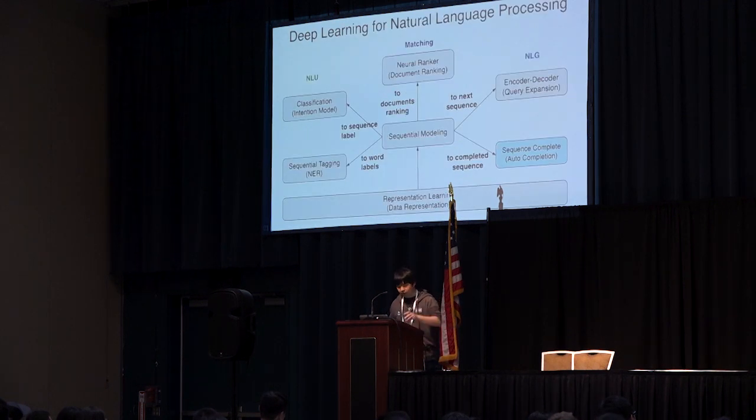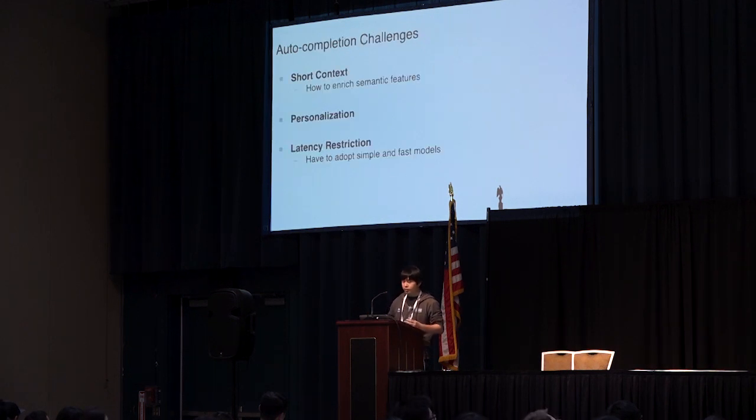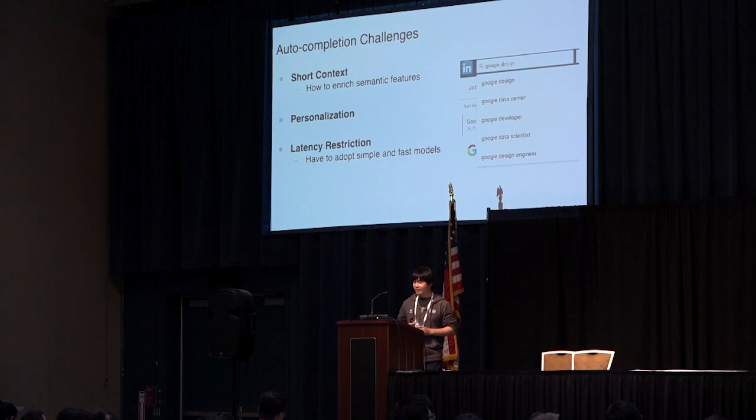I don't know if I have enough time to cover the next case, but because I really want to go through the ranking part, maybe I will just quickly go through autocomplete. For the use case, you guys already know, right? You type "soft", you want to get a full query like "software". And challenges come here. We have short context, and we have personalization challenges. For example, if we search for "Google D", it could be design or data center or develop, a lot of things we need to consider. And also latency restriction is a pain.